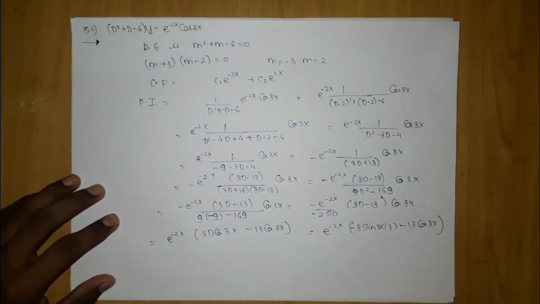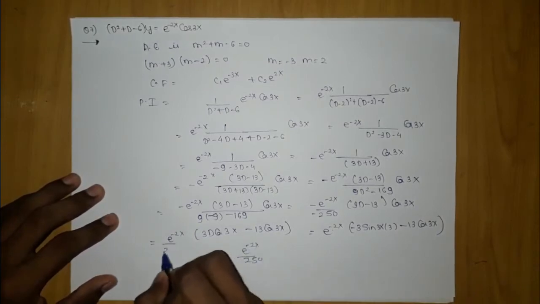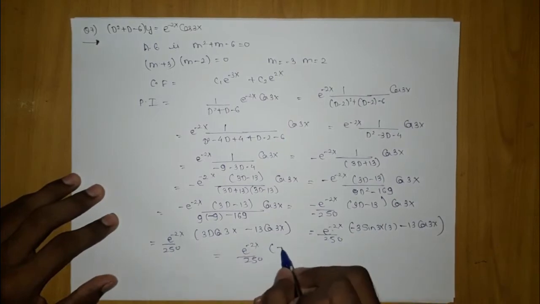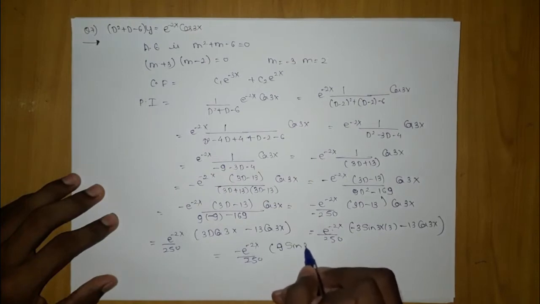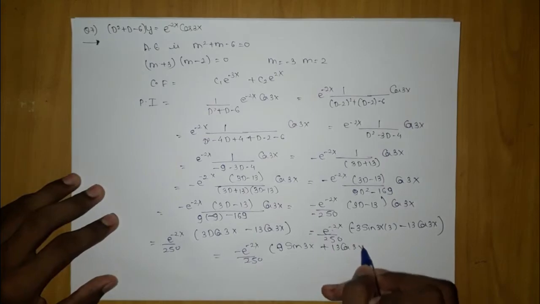So this is our final answer, which, if we simplify again, is minus e to the power minus 2x by, here 250, I forgot to write 250, it will be minus, taking outside, (9 sin 3x plus 13 cos 3x). So this is our final answer.